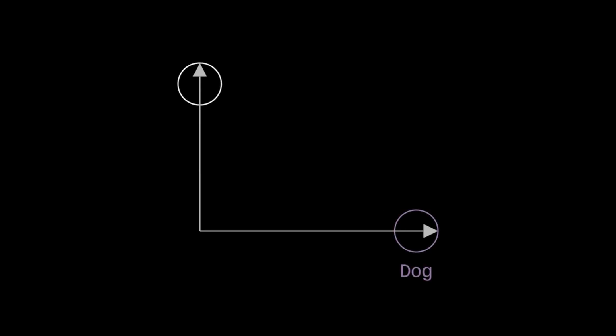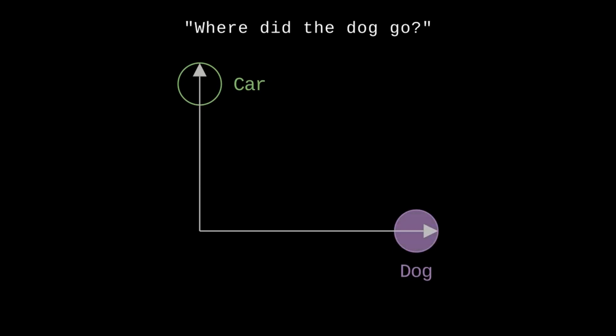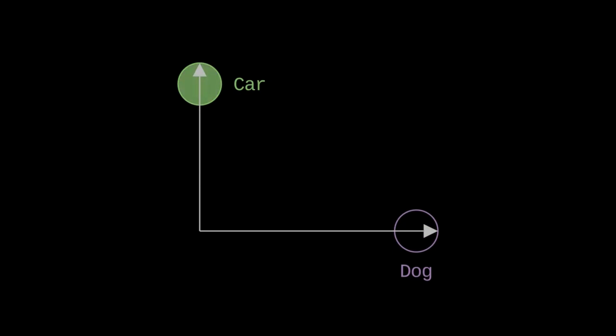Let's imagine a model with two neurons. Each neuron can be thought of as a dimension in a coordinate system. Each dimension can act as a direction for a concept. Let's say the x direction represents dog and the y direction represents car. If I ask, where did the dog go? The model detects dog and the neuron corresponding to the x-axis activates. Same for car and the y-axis. Dogs and cars are cool and all, but there are more things to talk about.